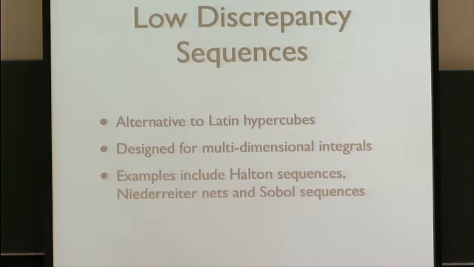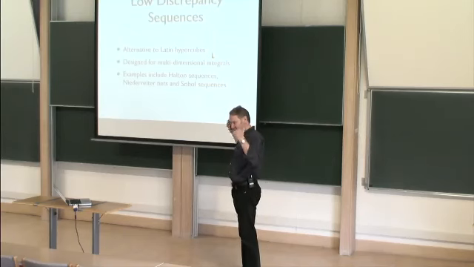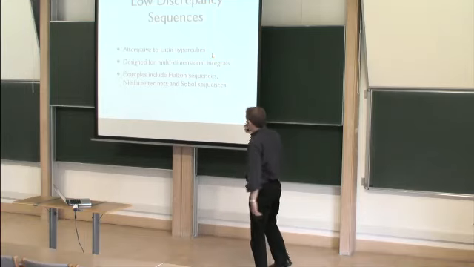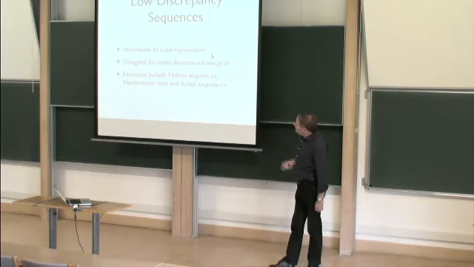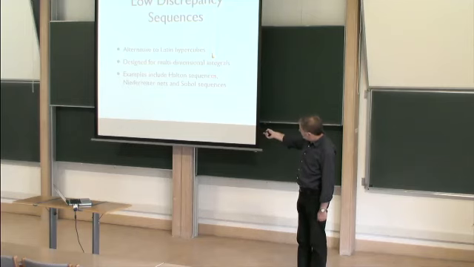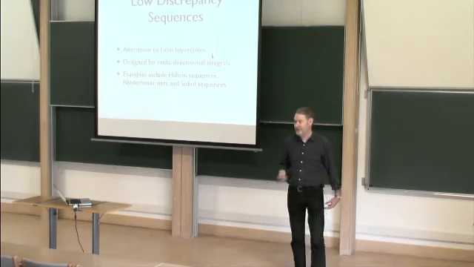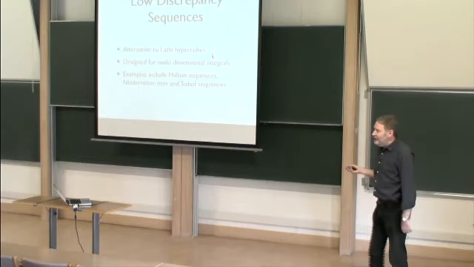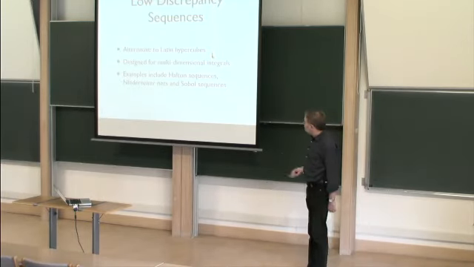Okay, the alternative to Latin hypercubes are what are called low discrepancy sequences. These were developed in the 60s and 70s originally for pseudo Monte Carlo integration. If you want to do an integral over high dimensions, the most efficient thing is some form of Monte Carlo. These are designed to be even more efficient than Monte Carlo. And there are a number of them: the Halton sequences, Niederreiter nets, Sobol sequences. For some reason in experimental design, everyone always uses Sobol sequences. I don't know why, but that's what I'll talk about.